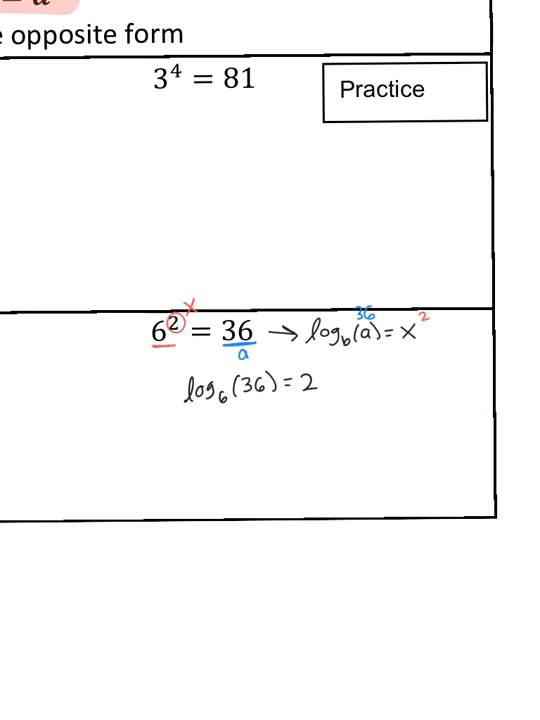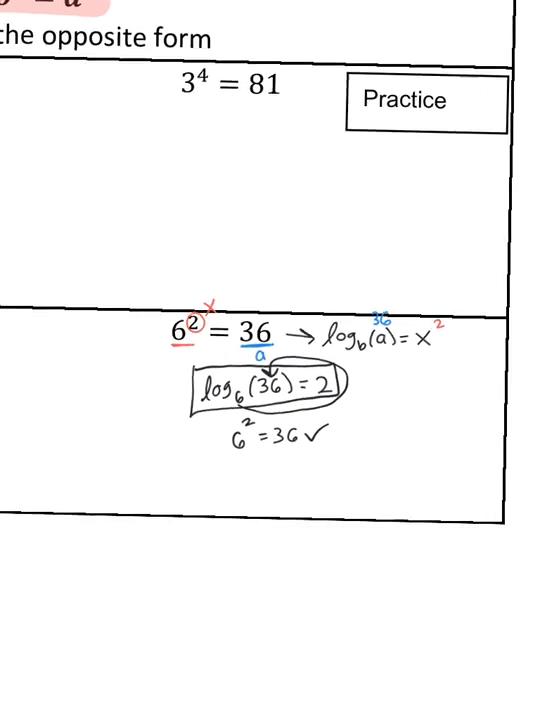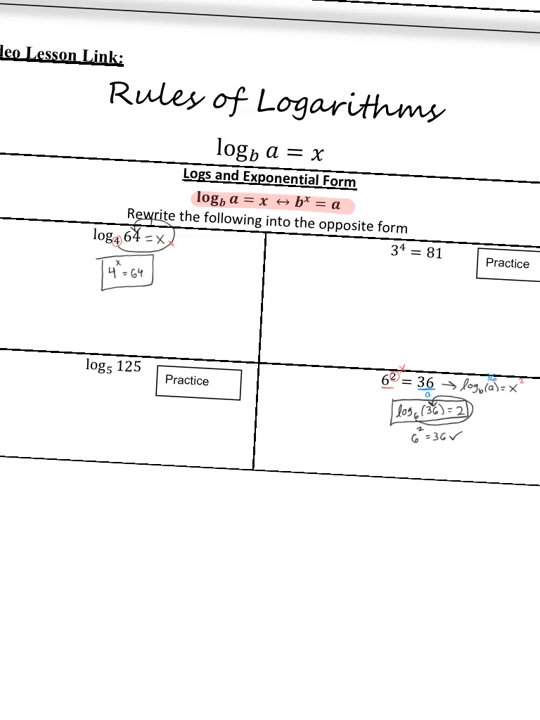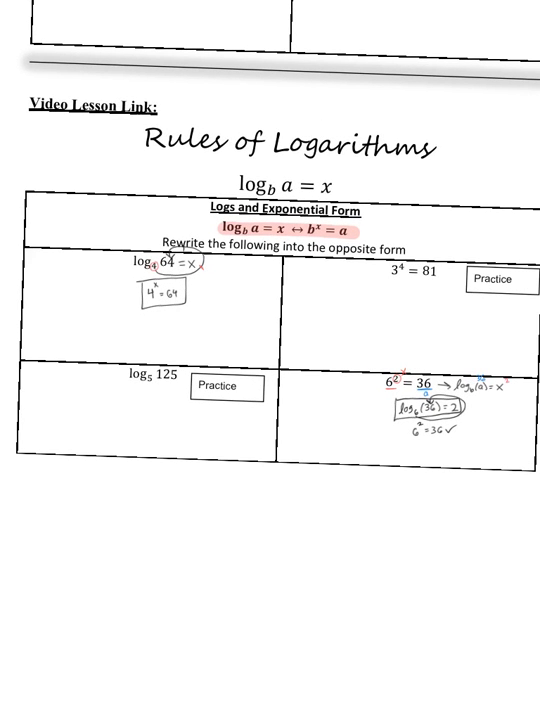If you want to double check to see if you wrote this in log form correctly, just try to put it back in exponential and see if you match the original problem. So this would say 6 squared equals 36. That's what I got before, so I know it's correct. So this should be my log form. The other two problems in this section are for you to practice, so you can either pause the video now and try to do them, or you can go back and do them later. But the key that has the answers on it is on Google Classroom, so you can check.